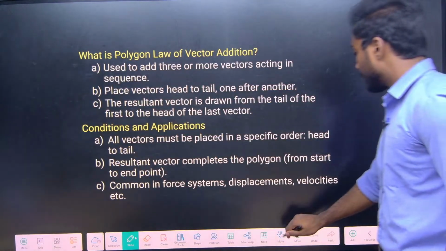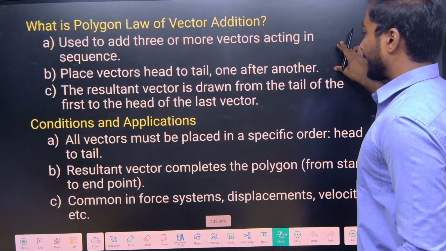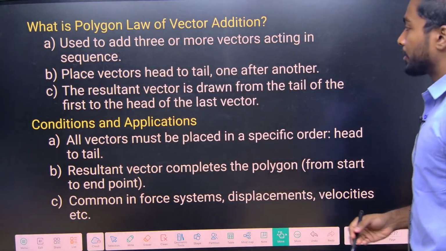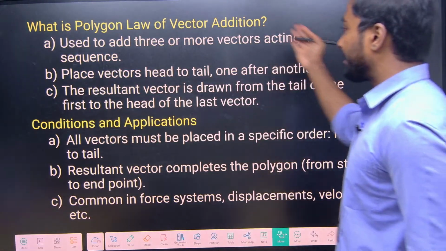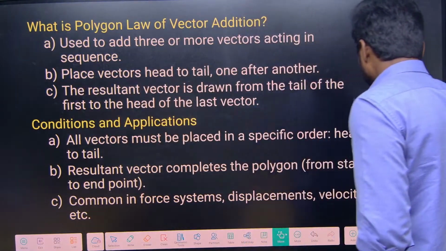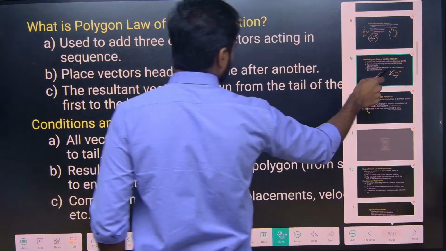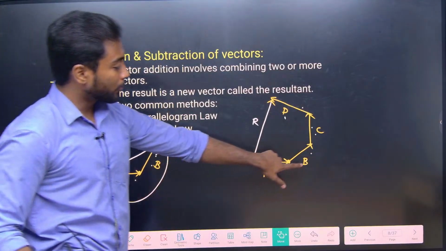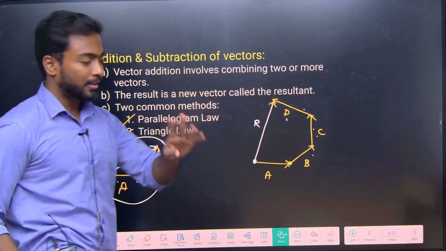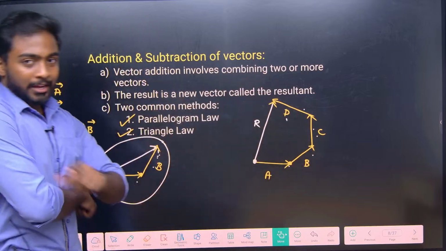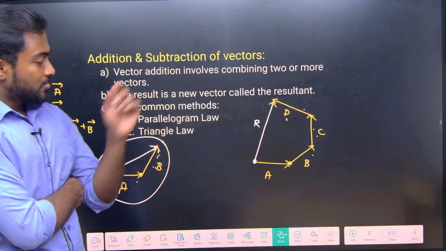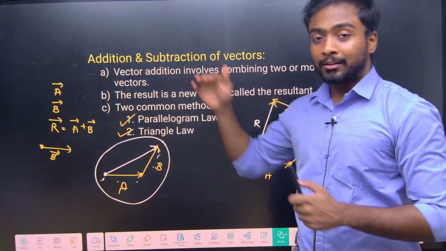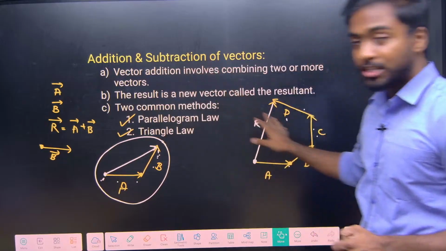Next is the polygon law of vector addition. Polygon means more than 2. It is used to add 3 or more vectors acting in a sequence. As I said, in the example, 1 2 3 4 vectors are there, more than 2 vectors. So how to consider? The same triangle law is used here, the same condition we have seen under the triangle law.